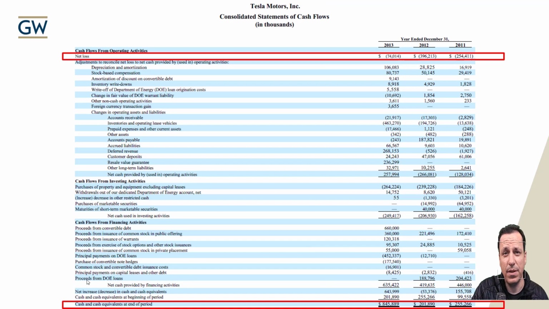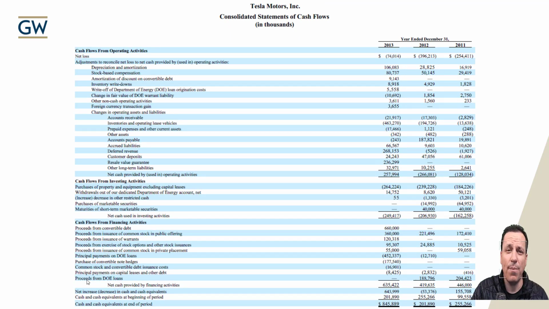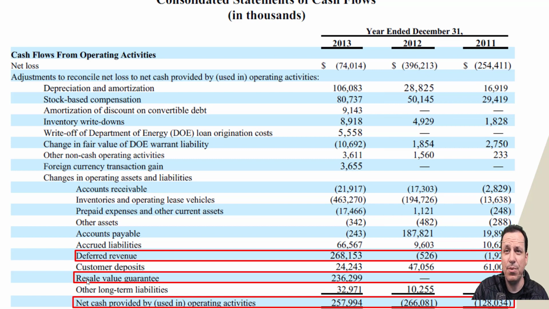Now, if we look from the cash from operating activities, we can dive in deeper to what happened with Tesla. I just blew it up and zoomed it in here. What we see is there's a lot of different items here that we'd expect. And there's a couple that are a little weird, right? So deferred revenue, what's that? And then resale value guarantee. Tesla has a fair amount of this deferred revenue or unearned revenue, and the resale value guarantee is also a component of this.